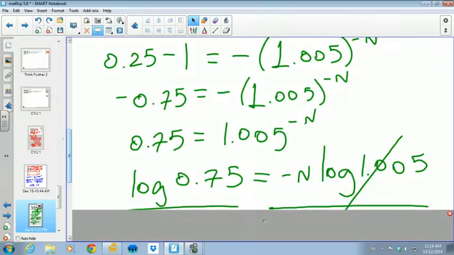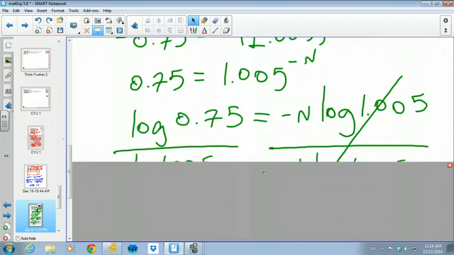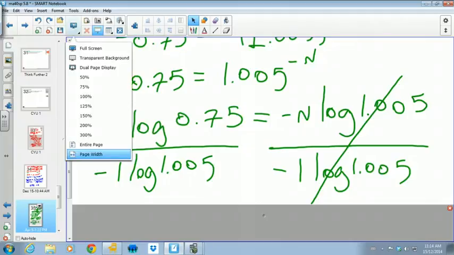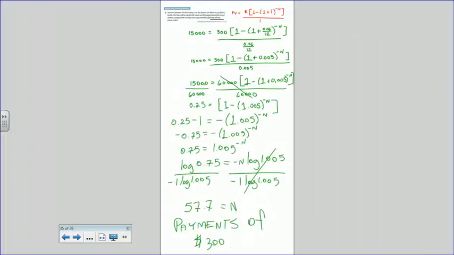When I took the log of both sides, I applied the exponent law right away. Move the minus n to the front. Divide both sides by log of 1.005. Do you get 57.7 payments of $300? That's n.